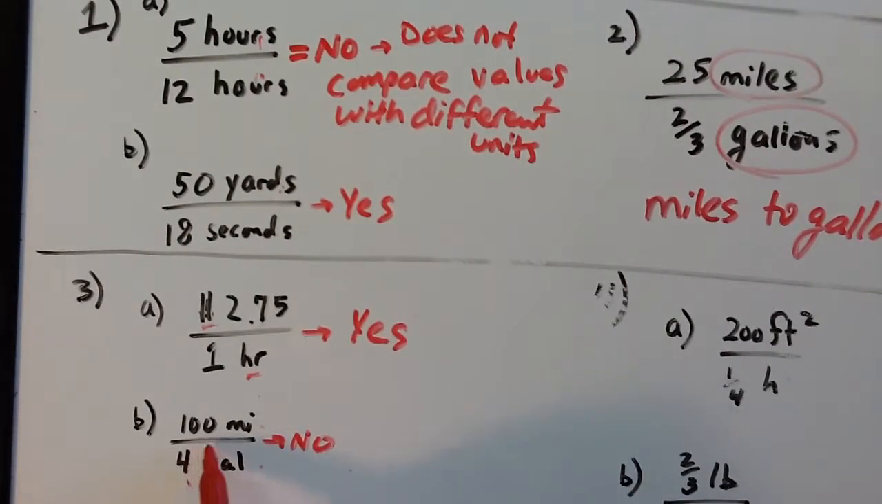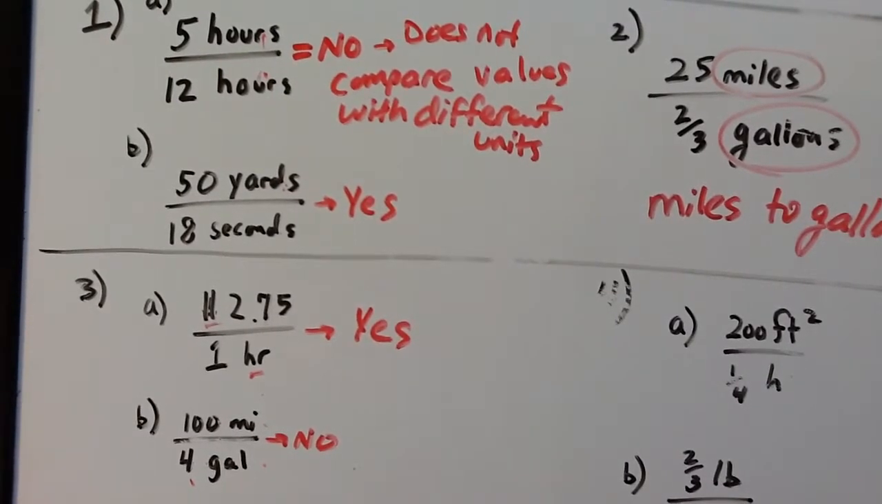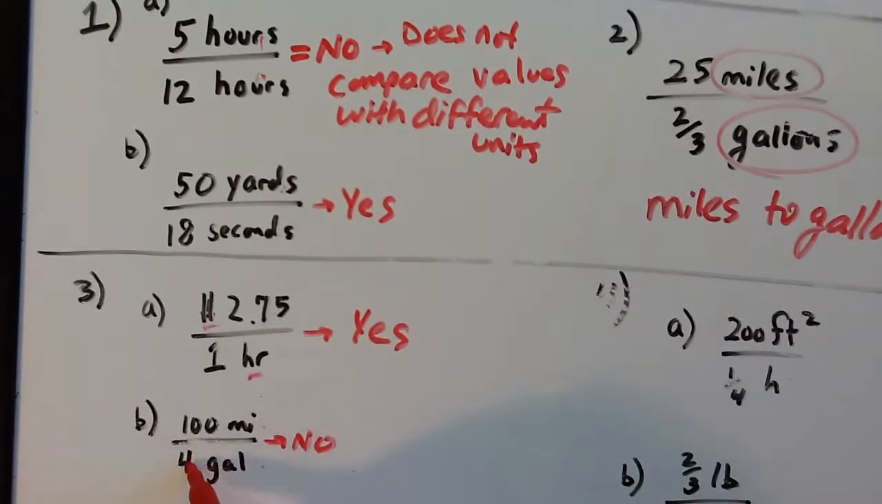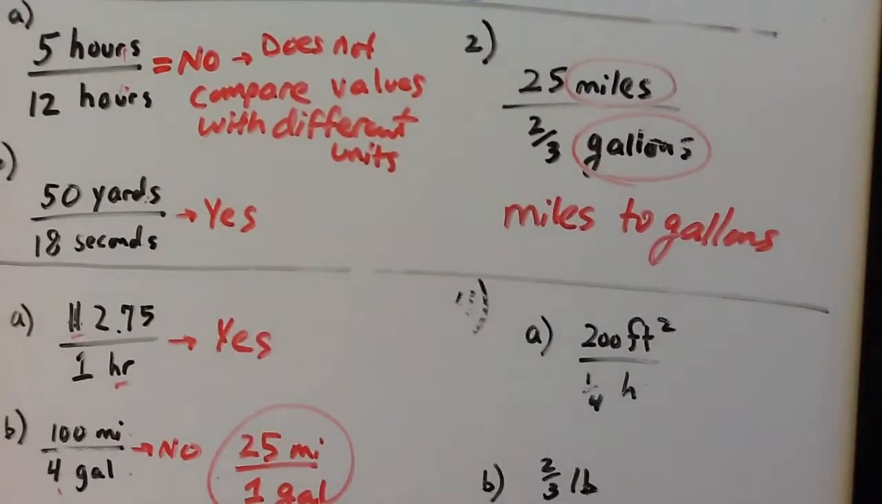And to get it to be 1, I can view this horizontal fraction bar as divided by. If I take the top number divided by the bottom number, that will tell me how many miles I can travel on 1 gallon. Well, what is 100 divided by 4? 100 divided by 4 is 25. So I travel 25 miles per 1 gallon. This would be the unit rate.